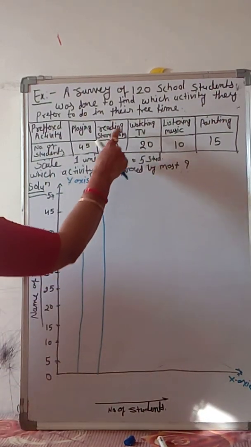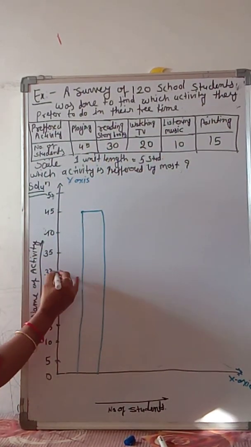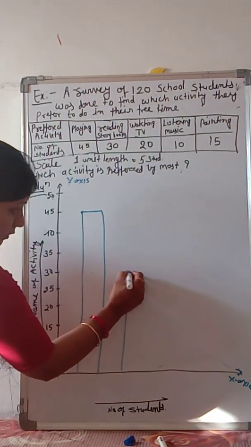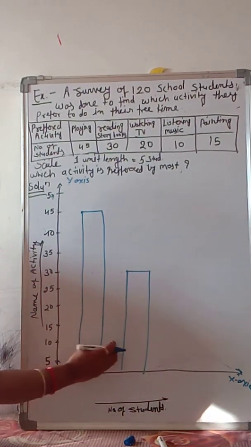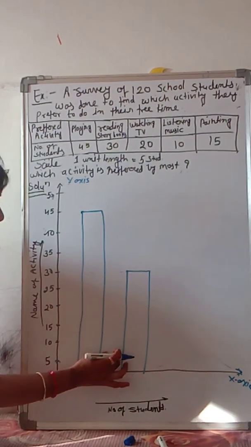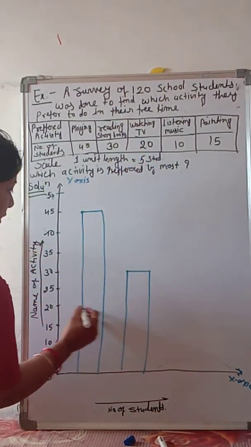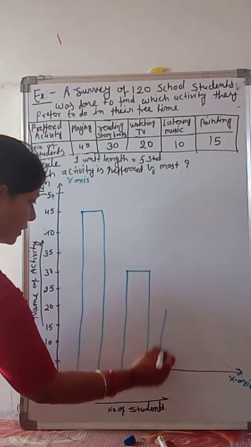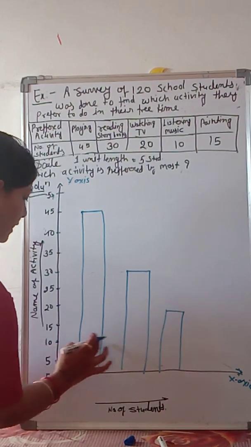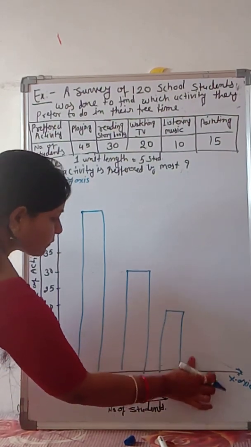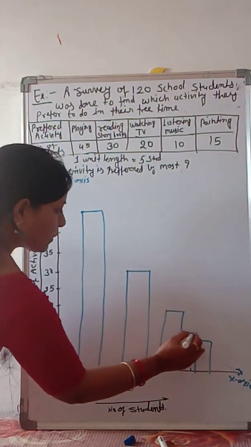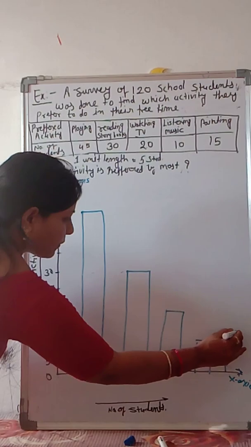Now reading storybooks, which is given as 30. So 30 comes here. The difference between two rectangular bars is equal, the same. Now 20 is represented here, so the third is 20. The fourth, listening to music, is 10, so 10 is here. And the last, painting, is 15, so this is 15.